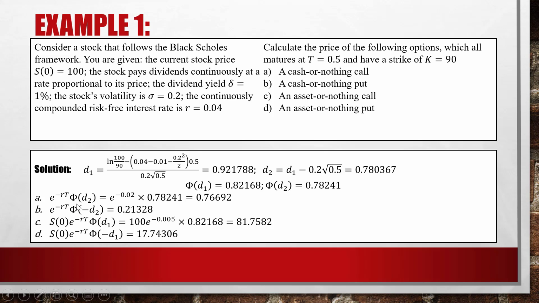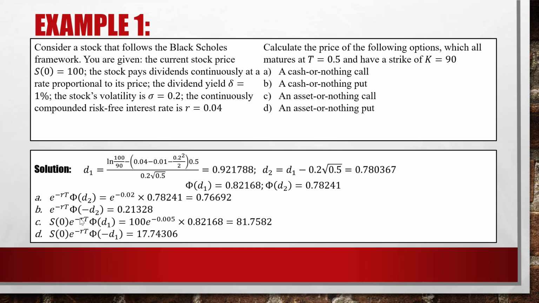Similarly for the cash or nothing put, we simply switch the sign of D2 to minus D2. So it should be e to the minus 0.02 times 1 minus 0.78241, and it should be 0.21328. This is simple statistics, so I don't need to explain clearly how I get this number. It's very clear. Next, an asset or nothing call. For this one, we use the formula for the asset or nothing call, of course.